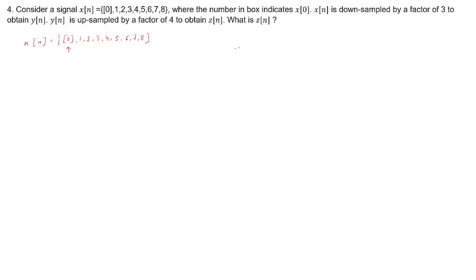This is the 0th index as usual. So it is said xn is downsampled first by a factor of 3 to obtain yn. So it's like that. Perform downsampling first to get yn. You then pass this yn through an upsampler block with a factor of 4 to obtain zn. Let us see what's the observation for that.